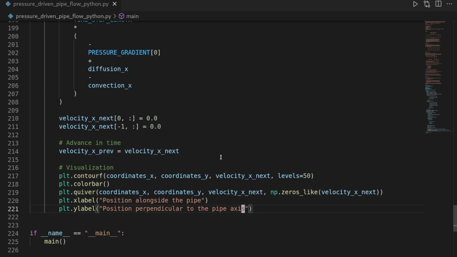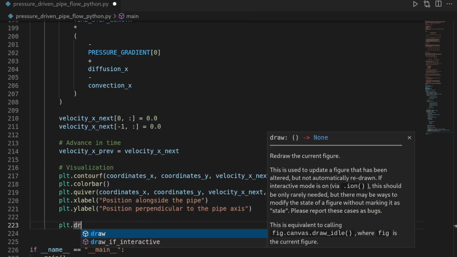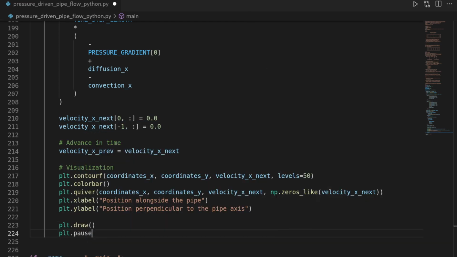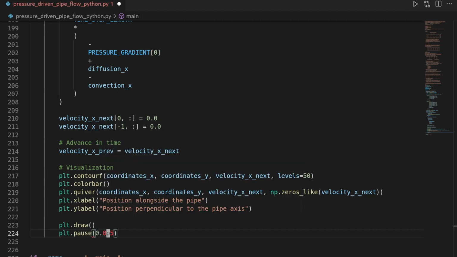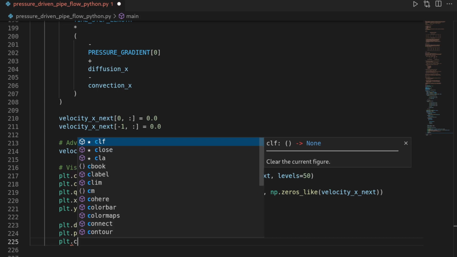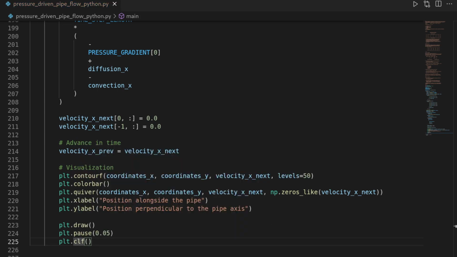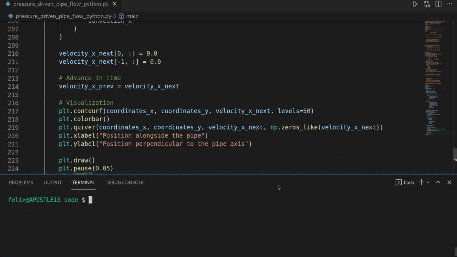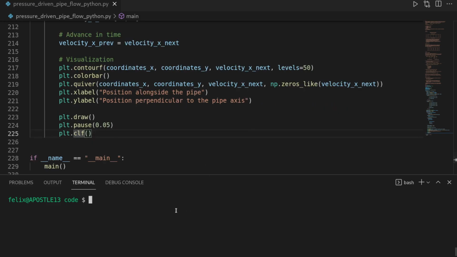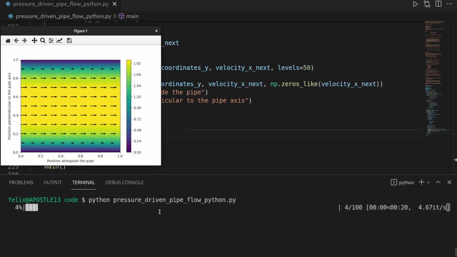This is over the cross section of the pipe. And then we can interactively update our plot by doing plt.draw and then plt.pause for 0.05 seconds. And then we can plt.clf to clear the figure in order for it to be redrawn on the next iteration. And that should already be it. Let's open up a terminal and see if there are any bugs in our code such that we have to debug them. So I will do python pressure-driven pipe flow, and this should then already compute.